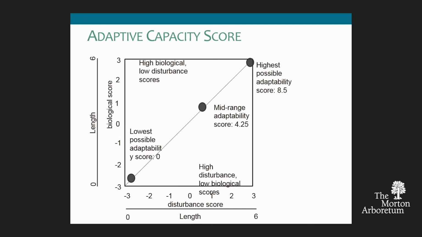And these biological and disturbance scores can then be put together into a score of overall adaptability. So there's a lot of things going on here, but the key thing is if you have a high biological and disturbance score, you have an overall high adaptive capacity.